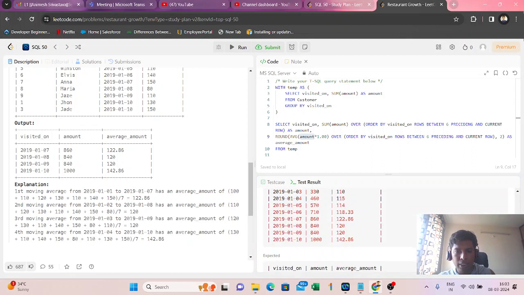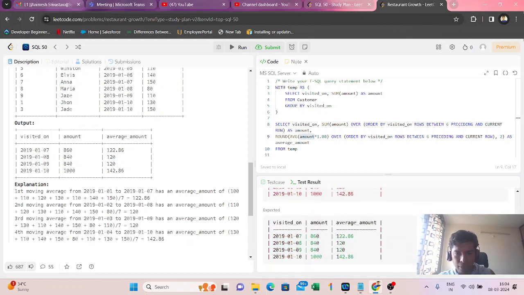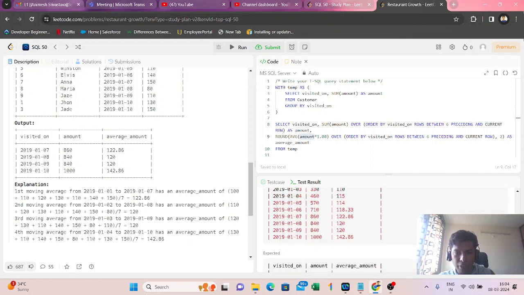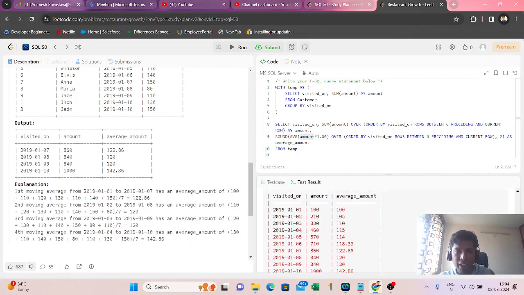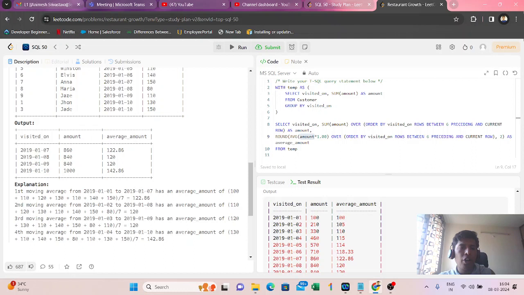So we got this answer, which is correct. If you see the last 4 values, 122.86, 120, 120, 142.86, which is correct. But we are getting some extra rows. Now, how to eliminate extra rows from the output? Suppose you have 10 rows in an output, and you want to select the first 5 rows. What do you do? Limit.